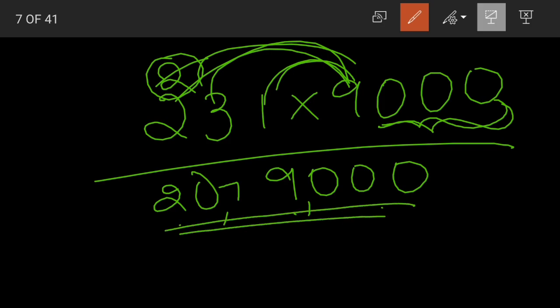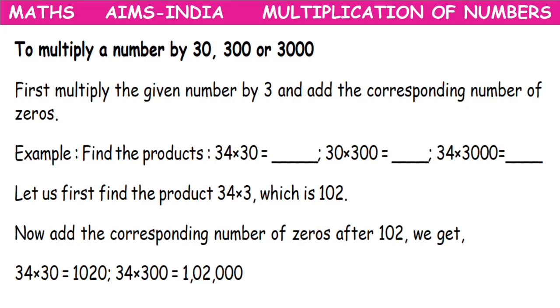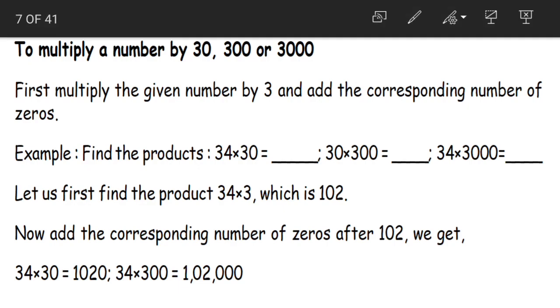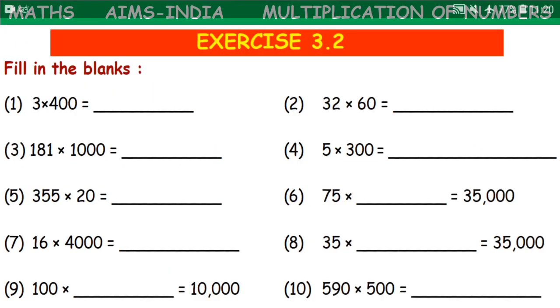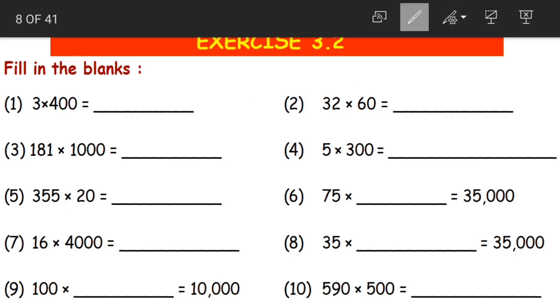20,79,000 becomes our product. Yes, I hope this was clear. Multiplying a number by 10, 100, 1000, 30, 300, 3000 or so on. Now on the basis of this concept, let us do an exercise. Fill in the blanks. What should we do? We should fill in the blanks.